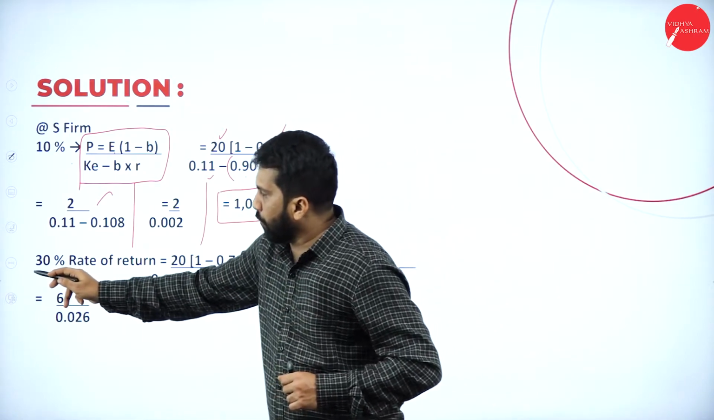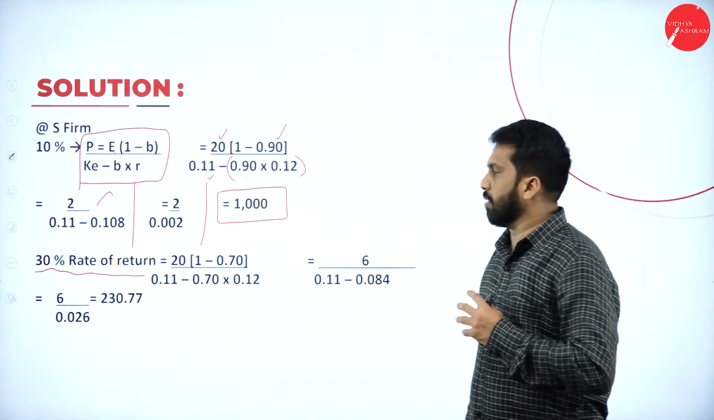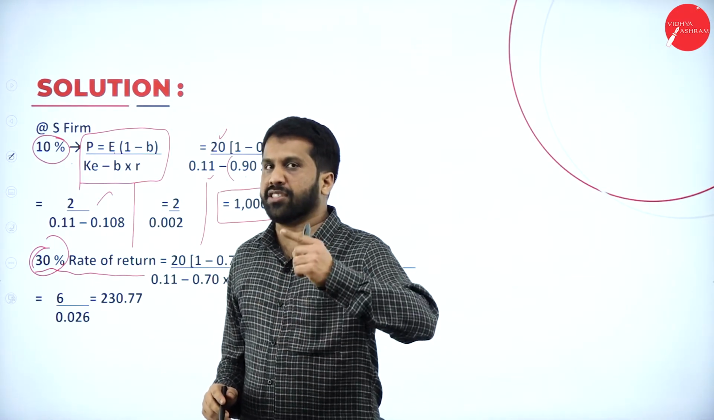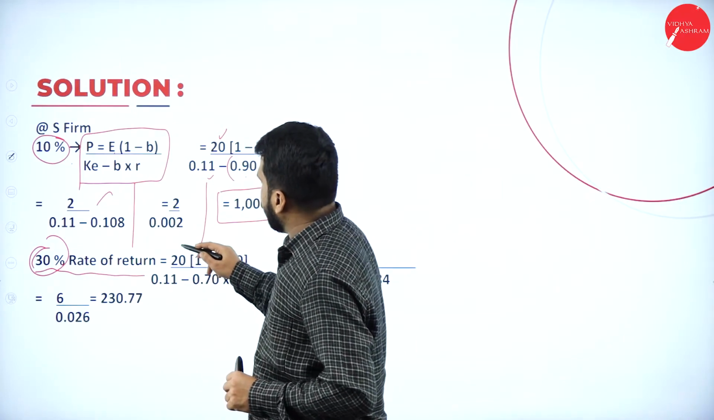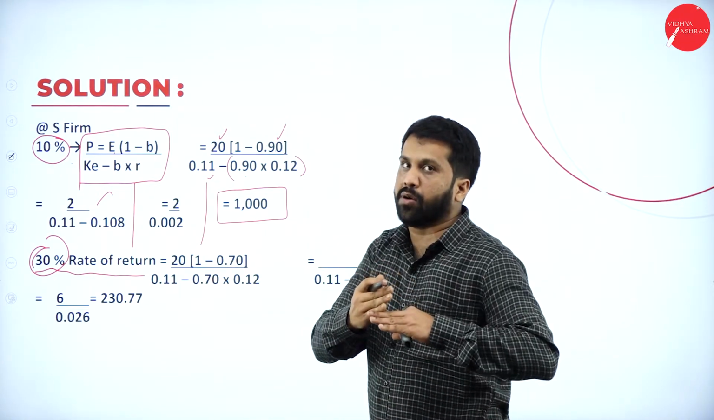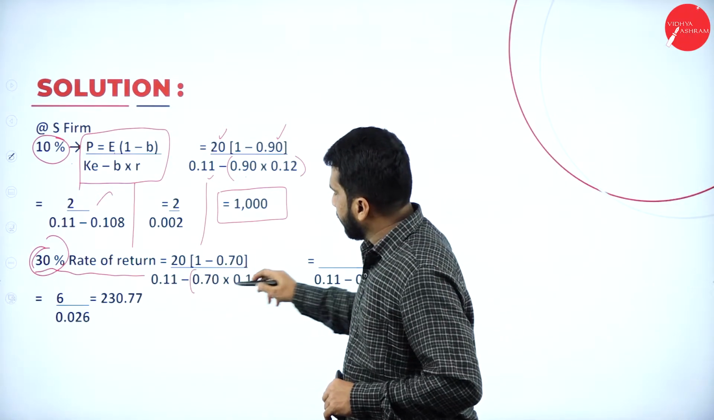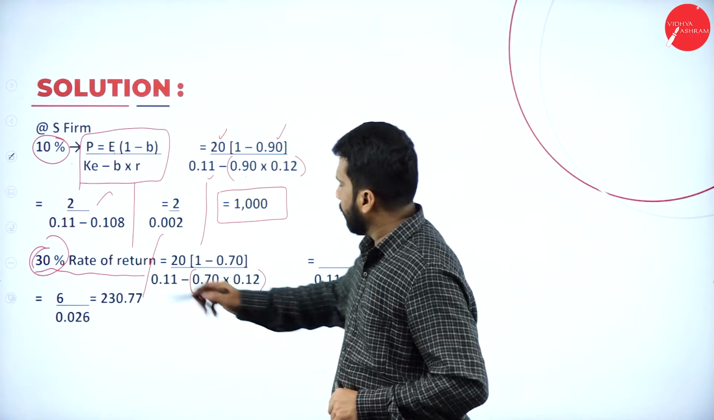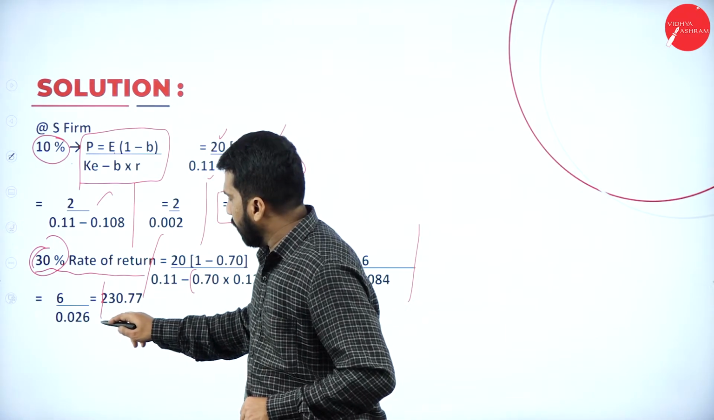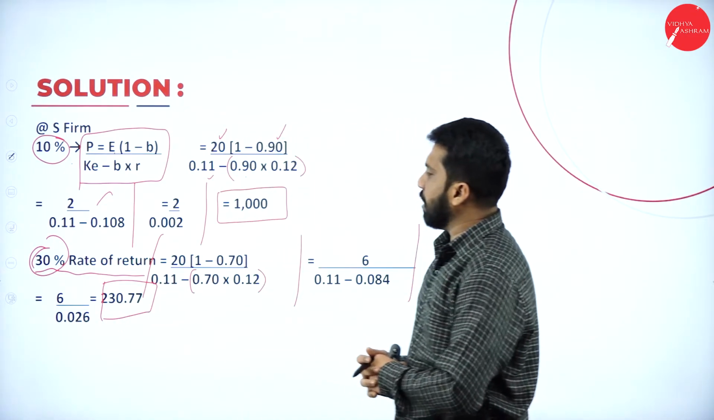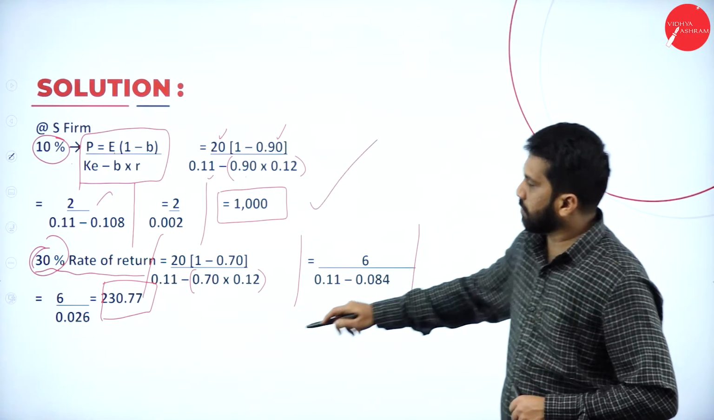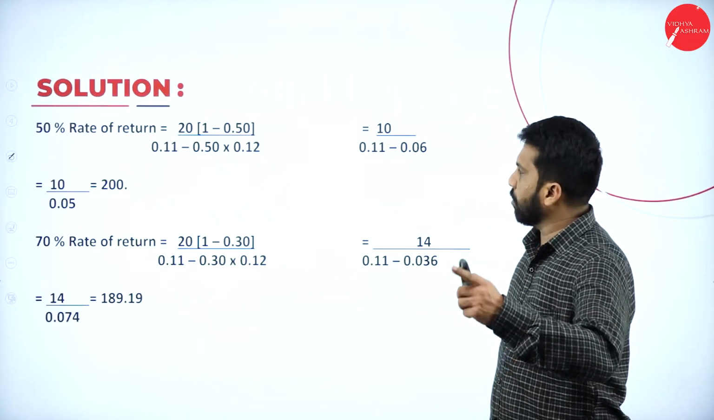Similarly, we'll go for 30% payout. We have done for 10%. Next is 30. Next is 50. Now, this will remain the same. Only your 90 will become 70. 100 minus 30, how much? 70. So this will be your answer. Calculate, simplify, again simplify. Your final answer will be 230.77. Now, the first one is done. The second one is over. Next we'll go for the third one.